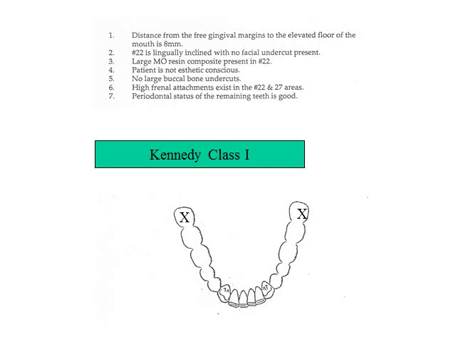In this case, if constructing a clasp-retained RPD, the contours of tooth number 22 reveal a lack of undercut on the facial. One should also consider the presence of the large restoration. Firstly, will failure of this restoration compromise the result? Is the restoration unaesthetic? Can the patient afford a fixed restoration?